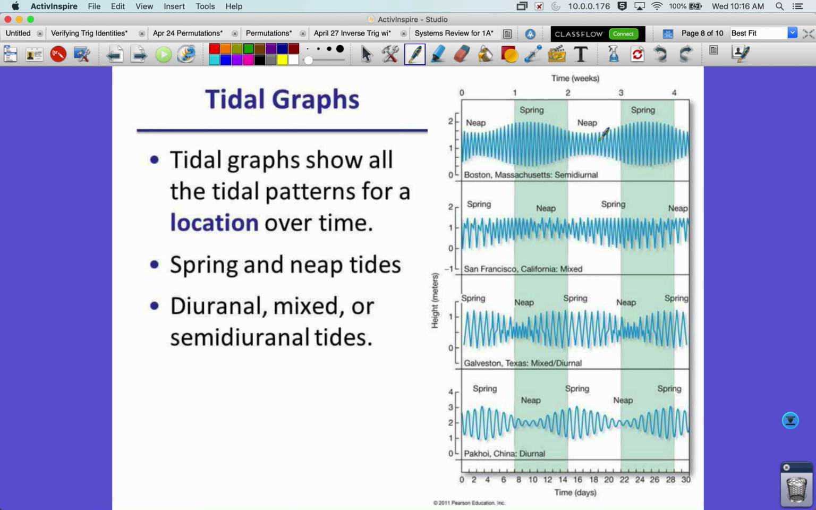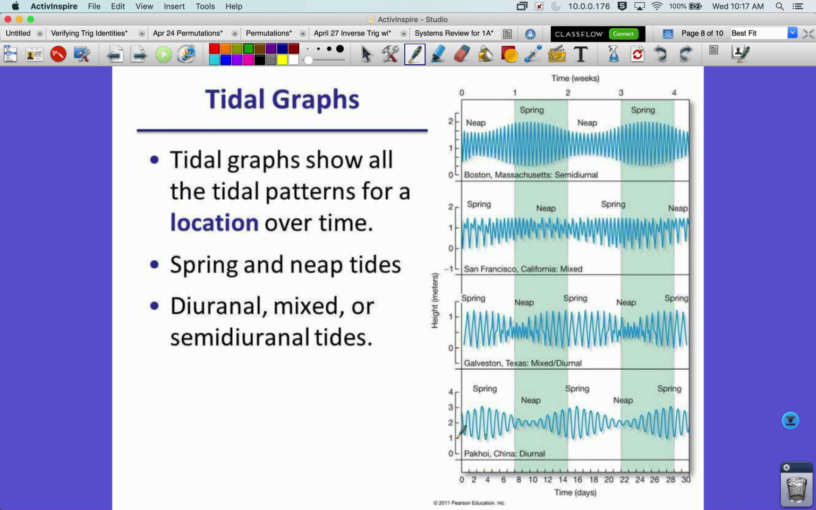But we can see in San Francisco, California, this gets kind of really mixed up. There's lots of other things affecting it. Here we are at Galveston, Texas. Very different tide pattern. Pakhoi, China. This type of tide pattern is called diurnal, and this one up here is semi-diurnal, and then these ones in the middle are mixed.